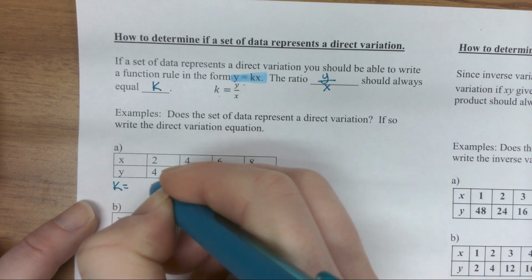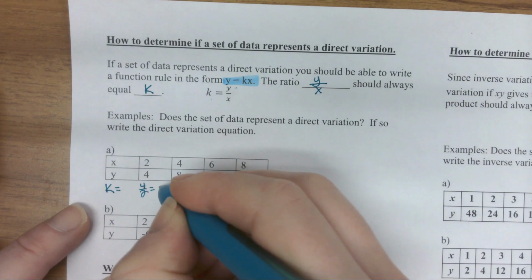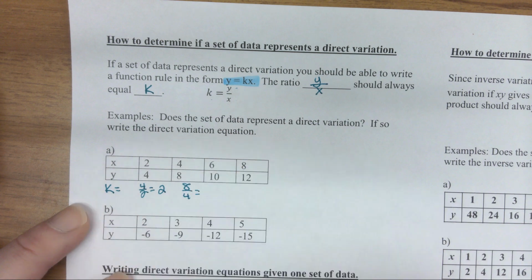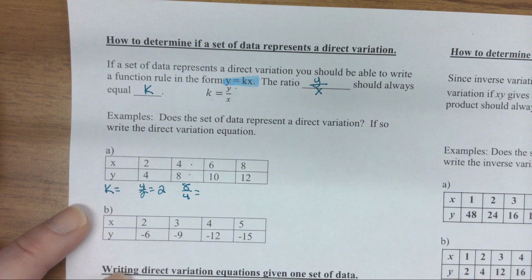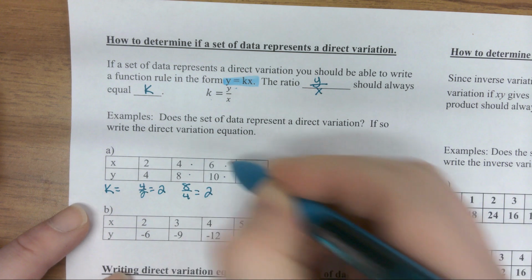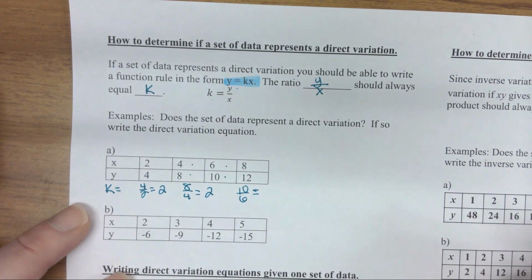What's 4 divided by 2? 2. What's 8 divided by 4? I'm doing y divided by x. What's 8 divided by 4? 2. Keep going. What's 10 divided by 6? Uh-oh. Is that 2?